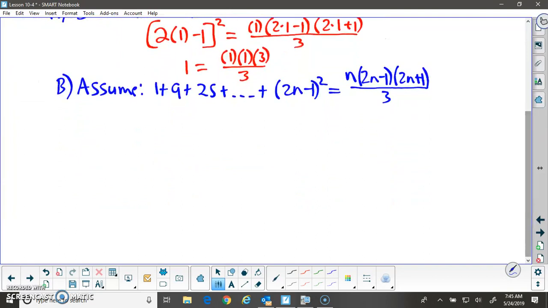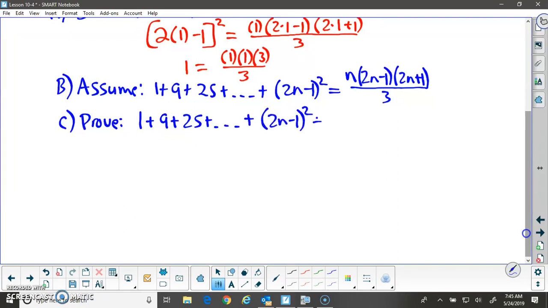So now we're going to try to make a proof statement. And our proof statement is going to say that if we add the first n terms, then add the next term, that it is in fact going to give us a new summation. Well, let's see here. If this is the nth term, the next term after that would look like this. 2 times n plus 1 minus 1 quantity squared.